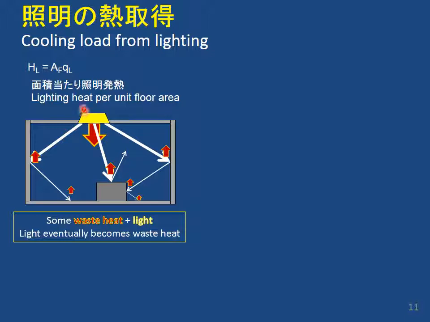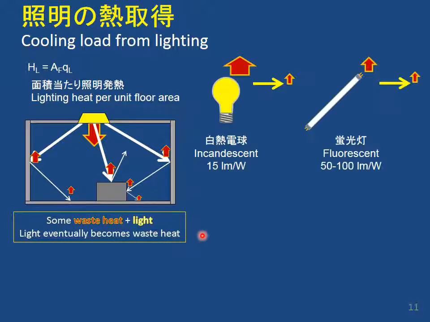As you know, lights give off some waste heat and of course light. Now, the light will bounce around the room, hit a desk and bounce, or hit the walls and bounce around. But eventually, with all this bouncing, this light also becomes waste heat. Here, all the light eventually becomes heat.